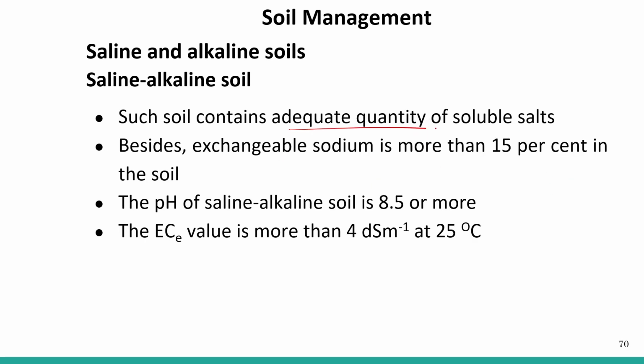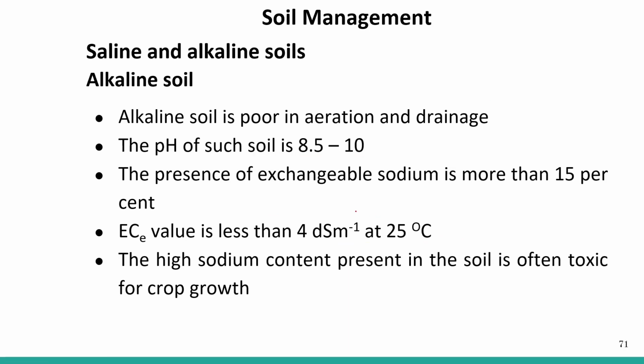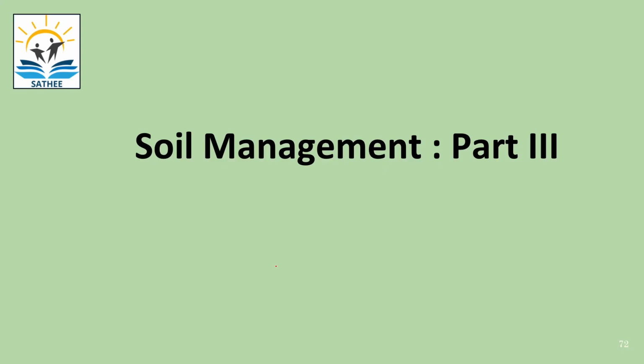Saline-alkaline soil contains an adequate quantity of soluble salt, besides exchangeable sodium of more than 15% in the soil. The pH of saline-alkaline soil is 8.5 or more, and the EC value is around 4 dS/m at 25 degrees centigrade. Alkaline soil is poor in aeration and drainage, so it is not good for the growth of crop plants. It has a pH of 8.5 to 10, the exchangeable sodium is more than 15%, and the high sodium content in the soil is often toxic for the growth of the crop.